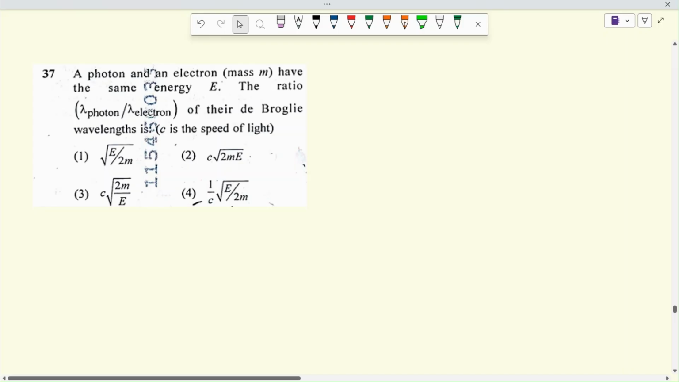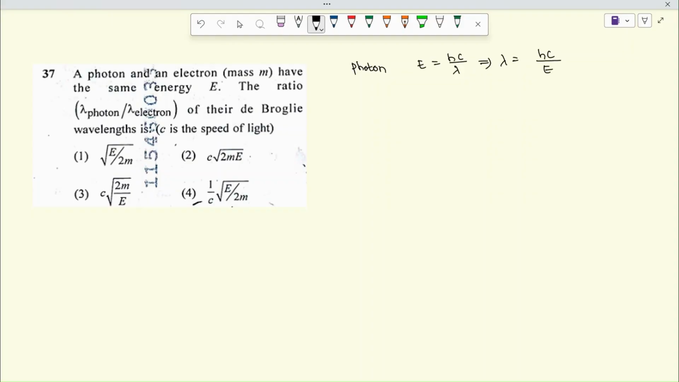37. A photon and an electron have the same energy. Find the ratio of their de Broglie wavelength. Let's write for photon. First of all, you know energy is equal to hc by lambda. So lambda is equal to hc by energy. For the electron, you know the de Broglie equation, lambda is h by momentum, which is h by root of 2mE.